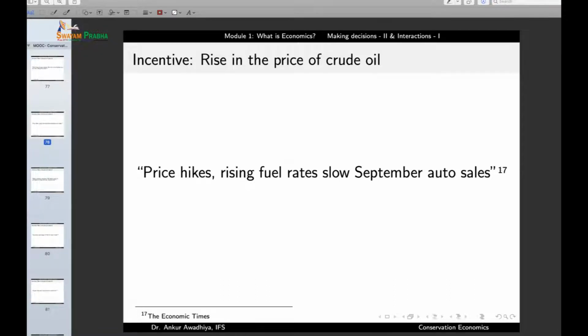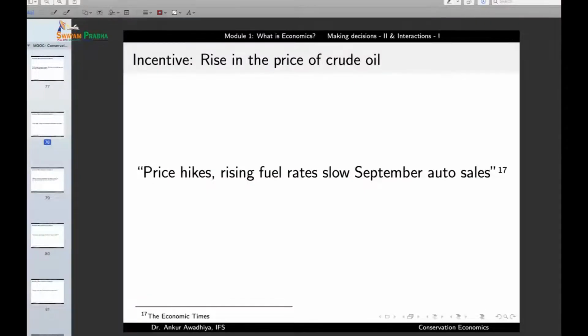So what happens? The sale of automobiles goes down. This news article is saying price hikes and rising fuel rates slow September auto sales. Because of the rising fuel rate, people are now less incentivized to buy newer vehicles, and so the auto industry is going towards a slump. Now, when such a thing happens, the auto industry might respond by, say, shifting to a different category of vehicles, or probably by laying off people.